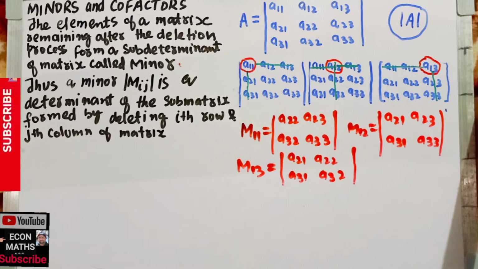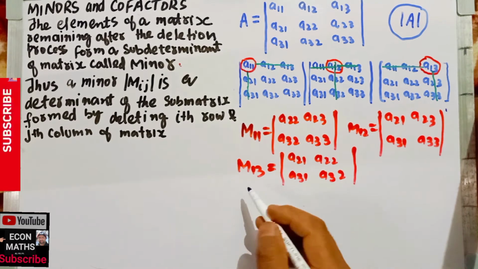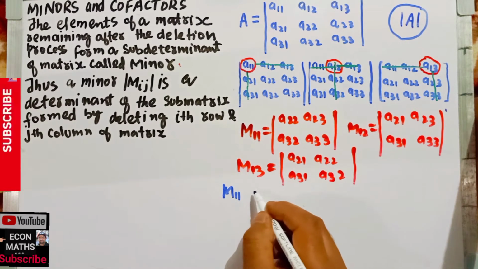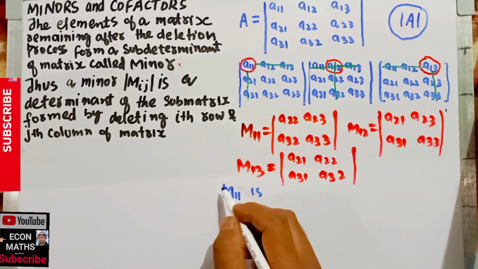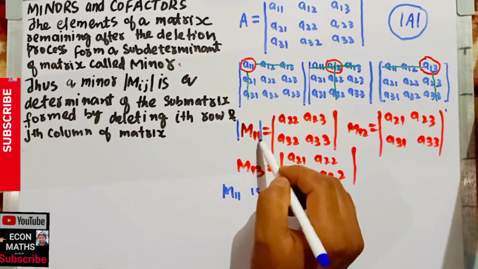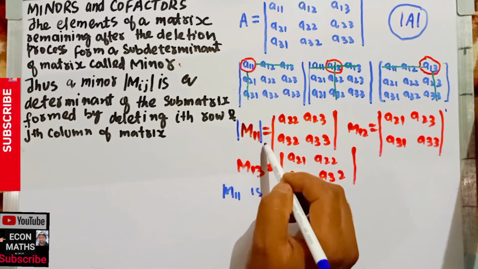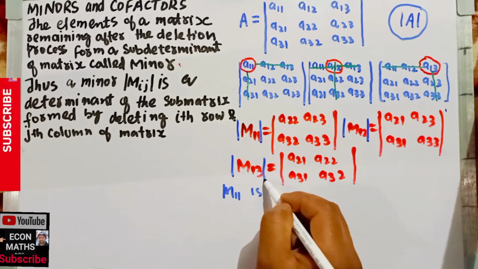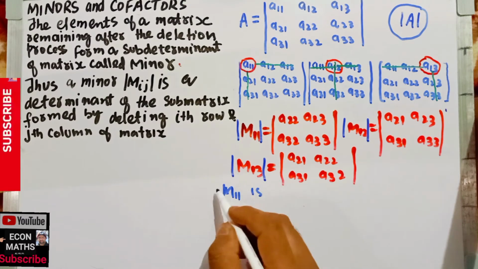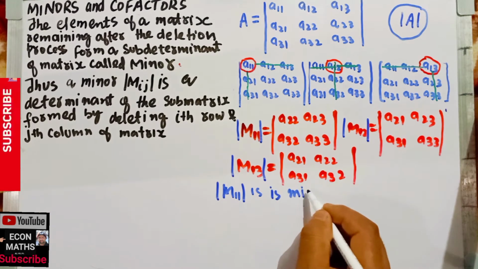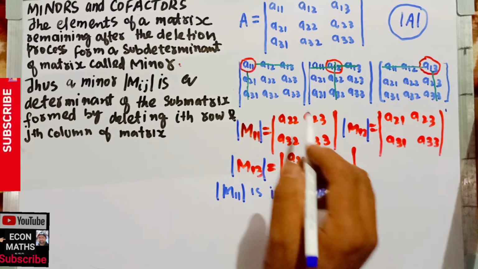I will write here that this M11, the minor, is denoted by these two lines also. So this is the symbol for minor. Here it is also. So this is the symbol for minor. Now therefore M11 is the minor of this element, that is A11.